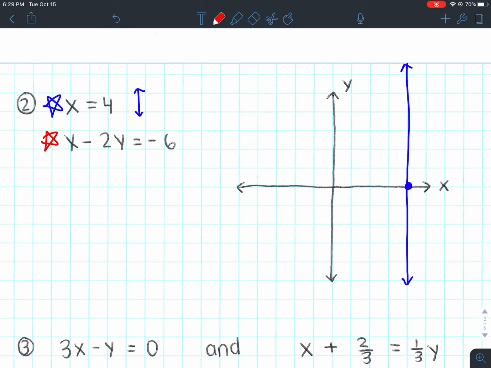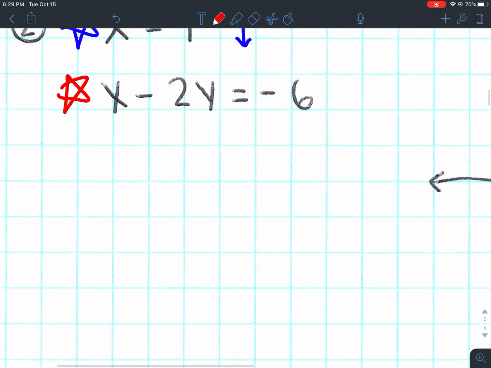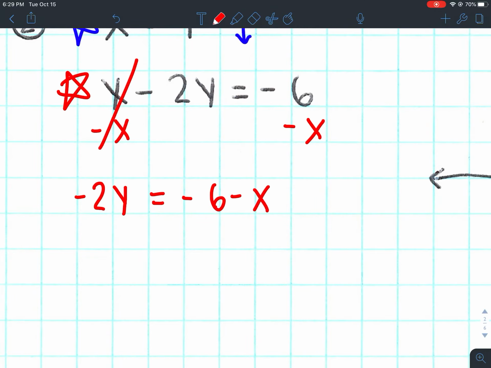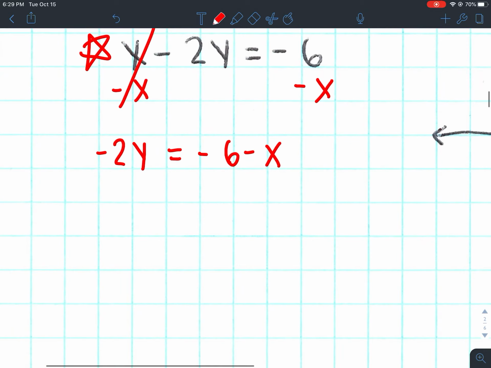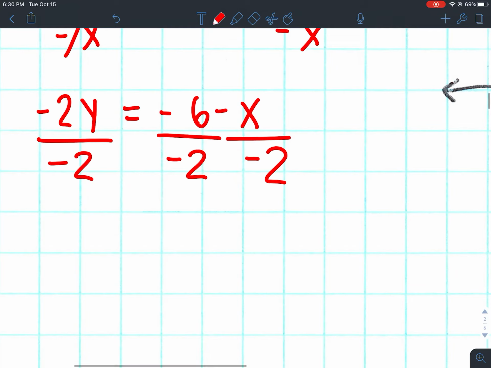Okay, now I have x minus 2y equals -6. Well, this is not in slope-intercept form, so I'm going to go ahead and move it into slope-intercept form, which is getting y by itself. So the first thing I'm going to do is subtract x on both sides of my equation. -2y equals -6 minus x. And then the next step you would do here is you want to divide everything by -2 because you want that y by itself. Divide this by -2, that by -2, and this by -2.